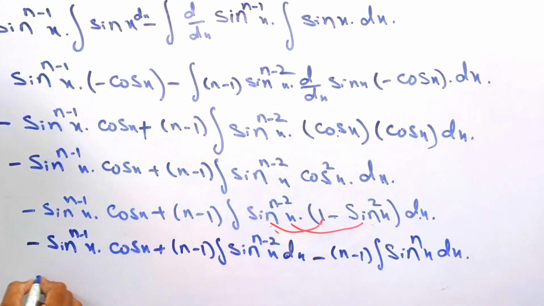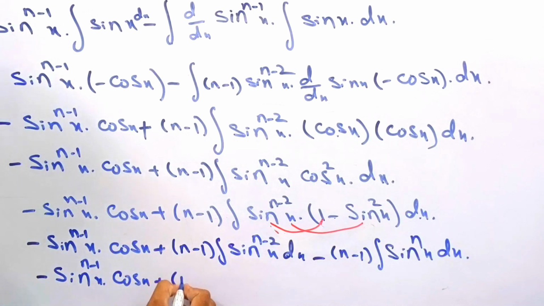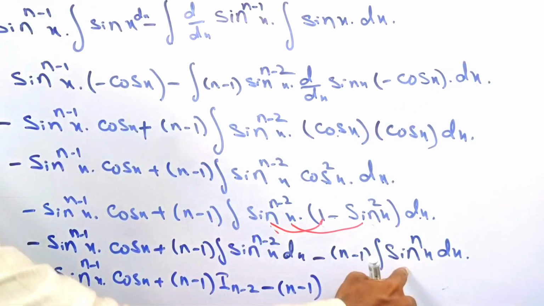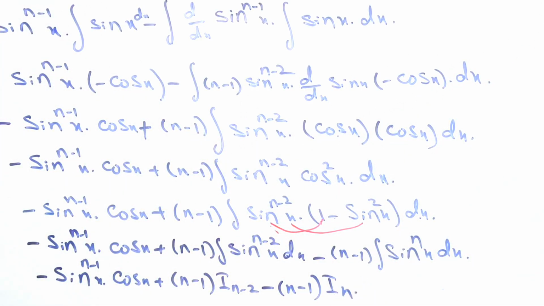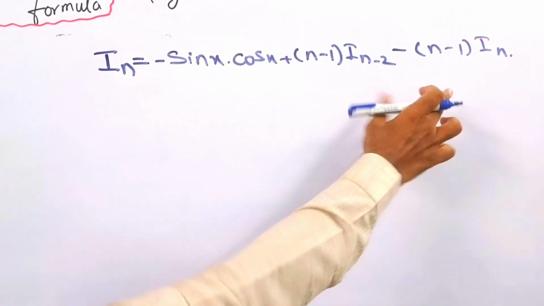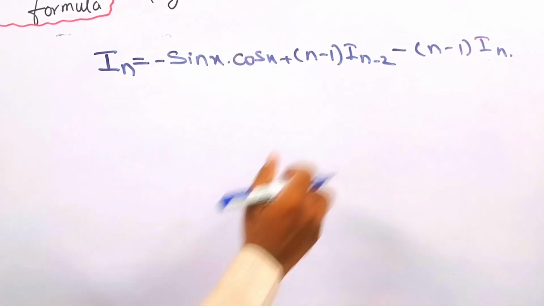So this thing we will substitute: minus sin^(n-1) x cos x plus, I will write (n minus 1), then here it will be I_(n-2) whole. Now the next is minus, then here I will write (n minus 1) and here I_n. And the whole thing always equals I_n, as we started with this I_n. Now what I did, I shifted the previous step here. Now we will start again from here.